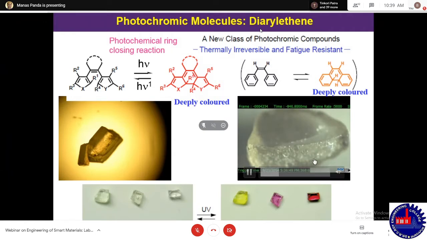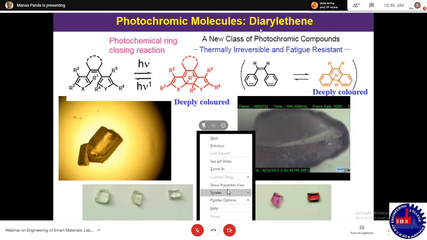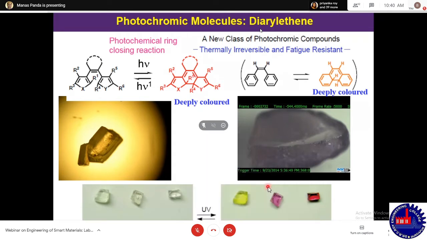Okay, so you can see here, this one also, after irradiation, you can see how the transparent one is slowly transforming to violet color. Actually, this color over here. This color, it is becoming this color. Okay, this was recorded with a high speed camera.